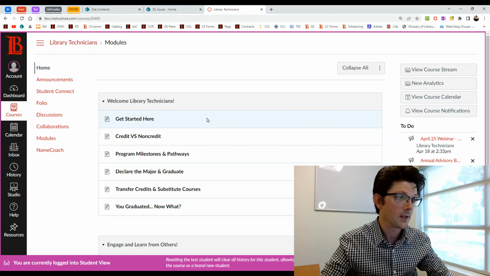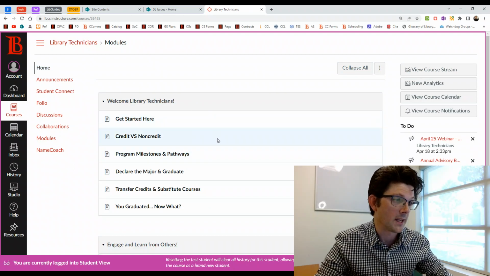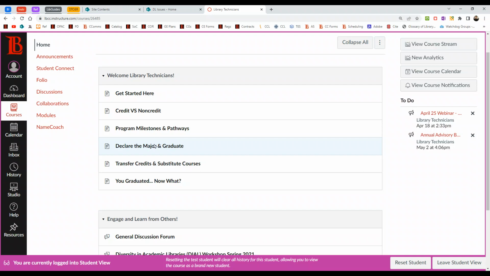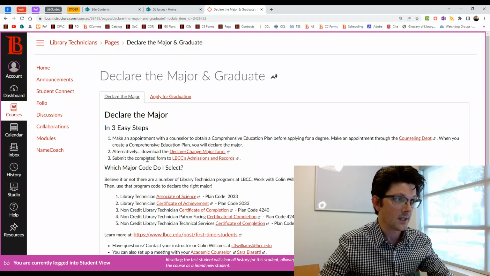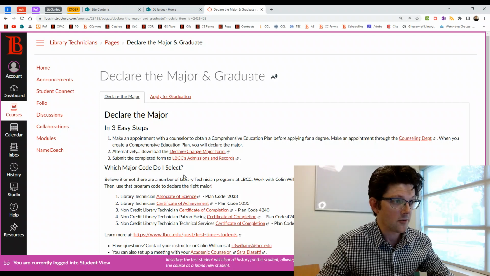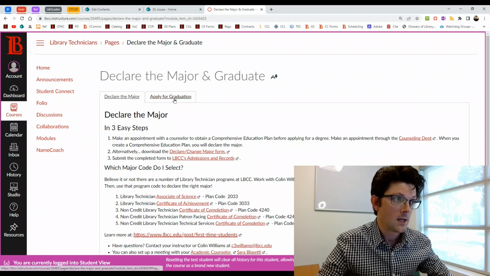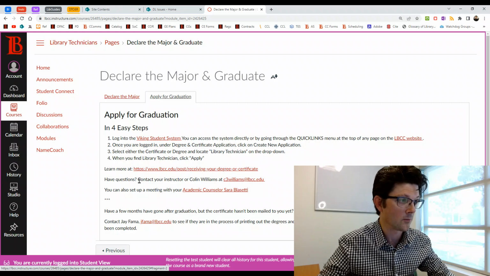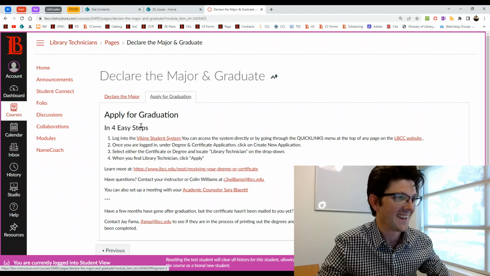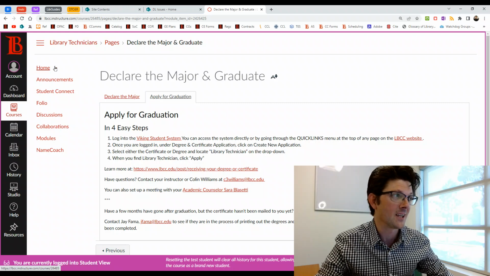Okay, so when it comes to declaring the major and applying for graduation, we do have this page here that shows you exactly how to do that. And it's really easy. It just takes 3 steps to declare the major, and you do it through your Viking portal. Same thing for applying for graduation, and it all just takes place right there in your Viking portal.